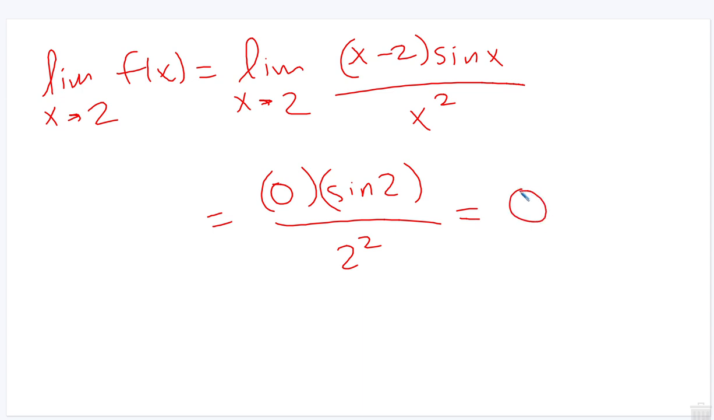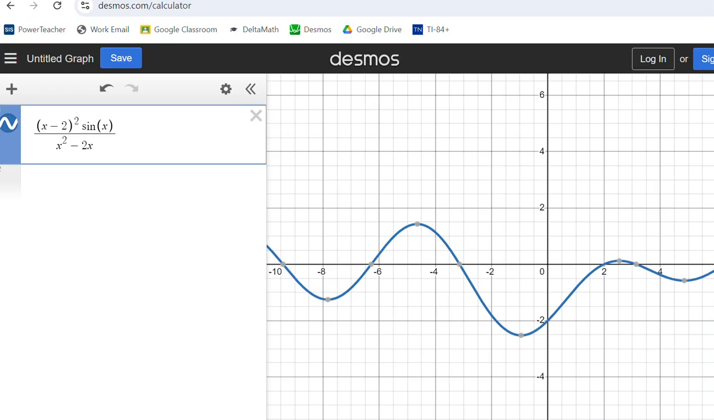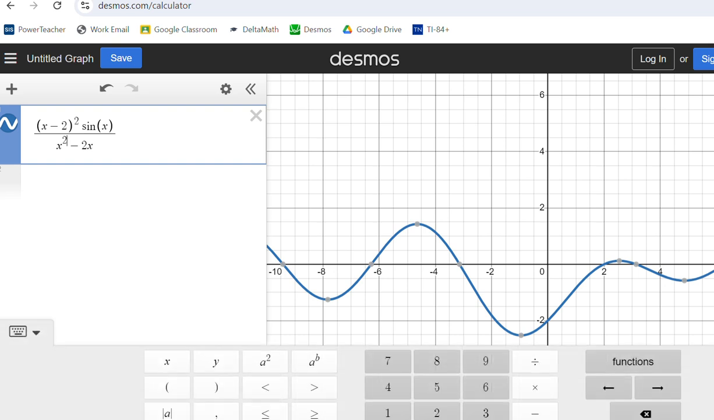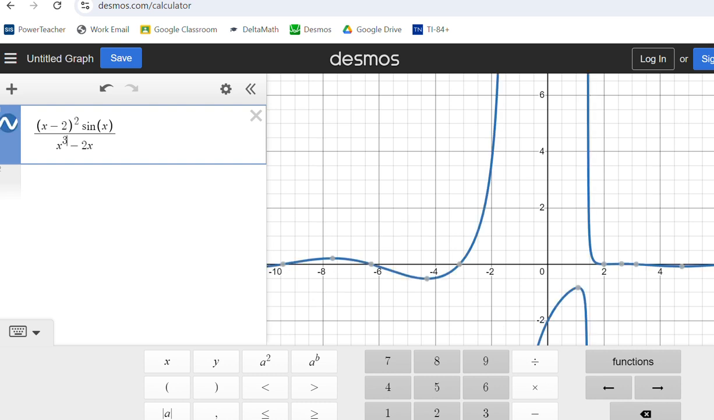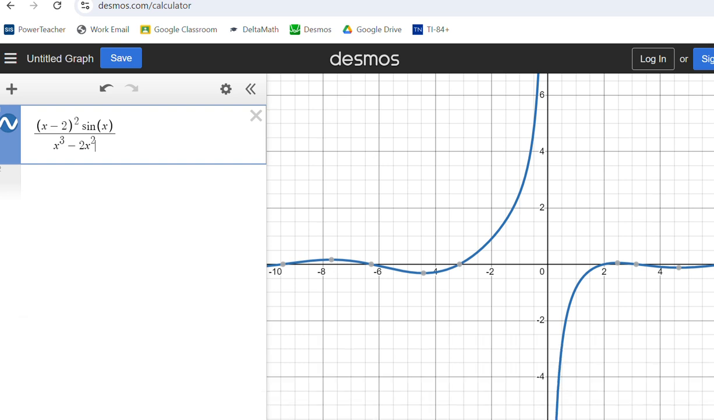And so we still end up this time with x equals 2 as a removable discontinuity because we know the function doesn't exist there, but the limit does. And so if we go in, we'll real quickly go back and look at Desmos. The only difference here this time is instead of it being x squared, it's now going to be x to the third, and instead of it just being minus 2x, it's going to be minus 2x squared. And we can see how that's affecting us here.